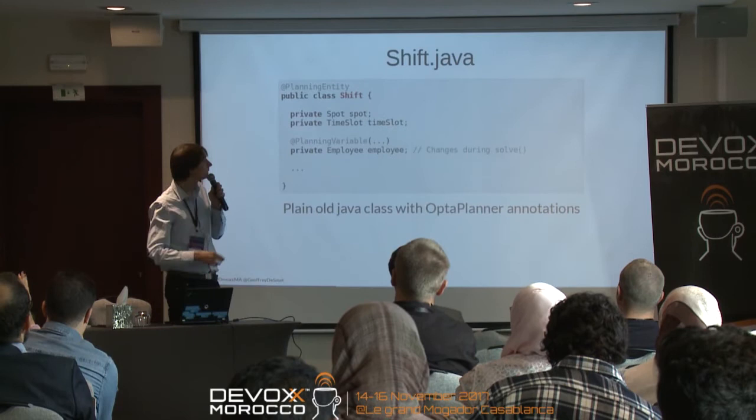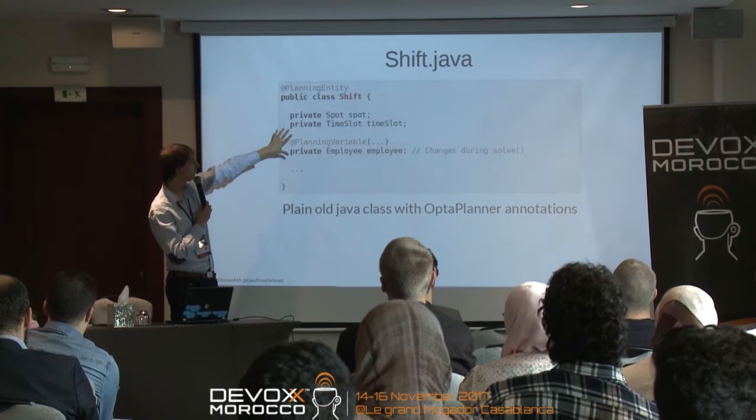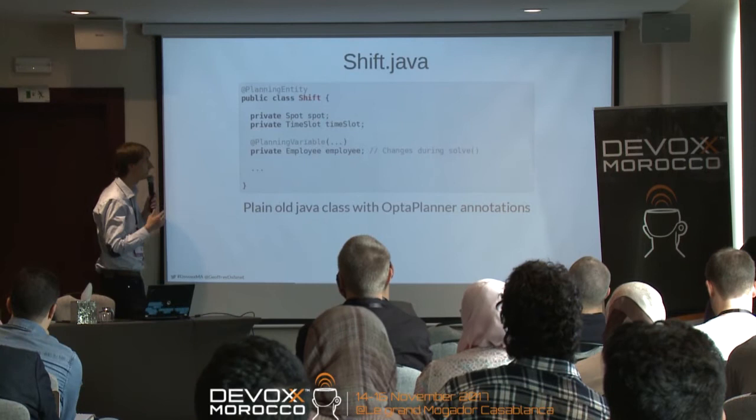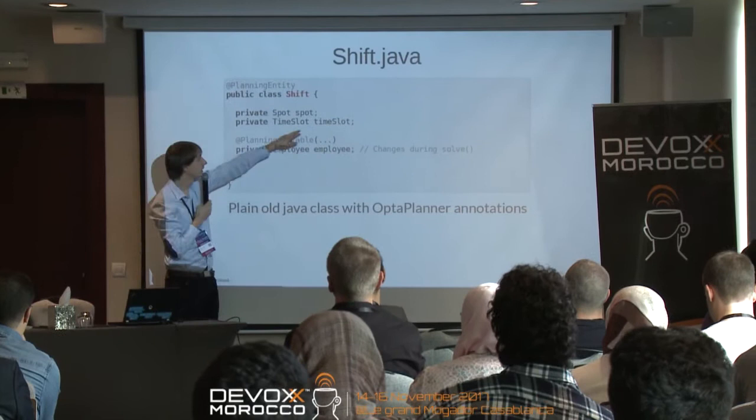Here's our shift, and this is where the OptaPlanner magic starts. It's actually the only class which has these annotations, except the solution class, so this is the real only class that you have to worry about. This is a planning entity, right? That basically means it's telling OptaPlanner, here's a class that has something that you're allowed to change. Now, you cannot change spot. That's my call. You cannot change time slot. That's part of the input that I give to OptaPlanner.